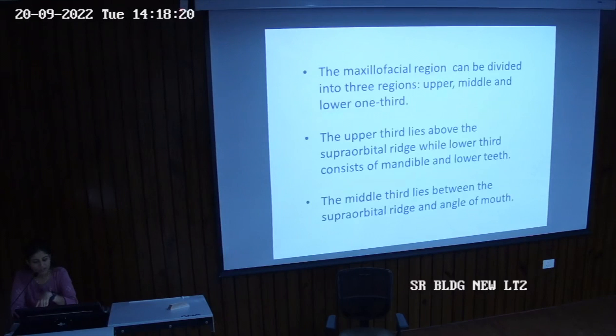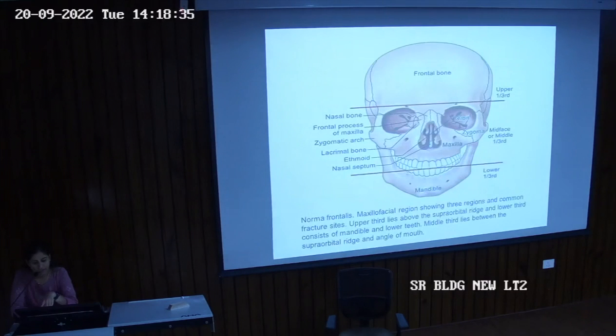So the maxillofacial region can be divided into three: upper, middle and lower one-third. The upper third lies above the supraorbital ridge, while the lower third consists of the mandible and lower teeth. And the middle third is between the supraorbital ridge and the angle of the mouth. So you get an idea.